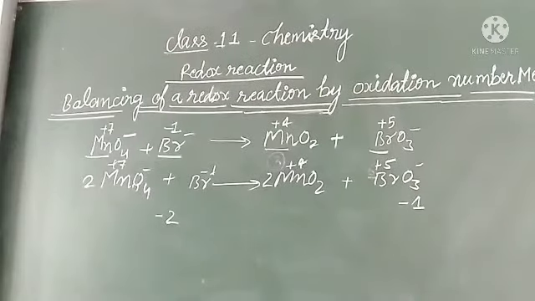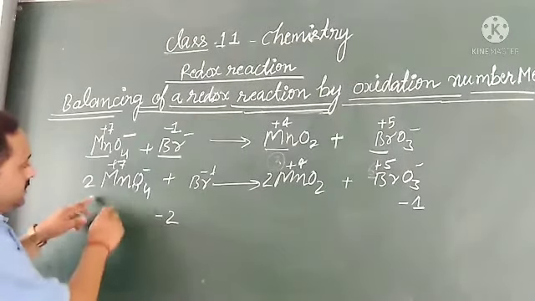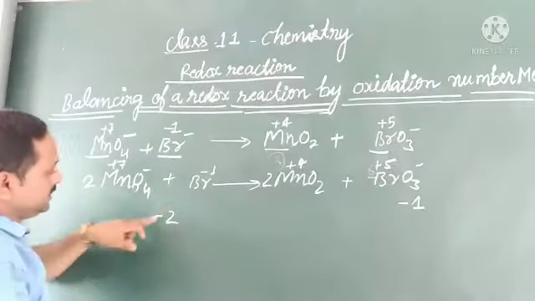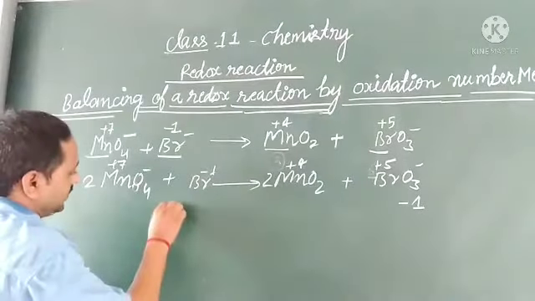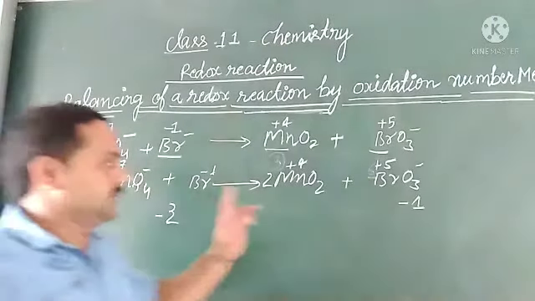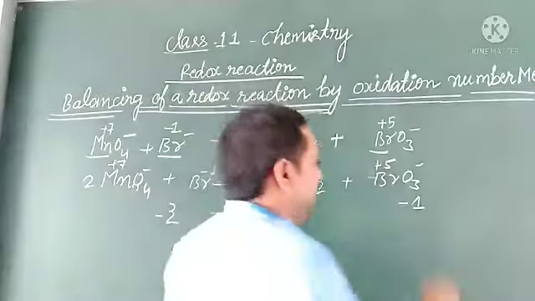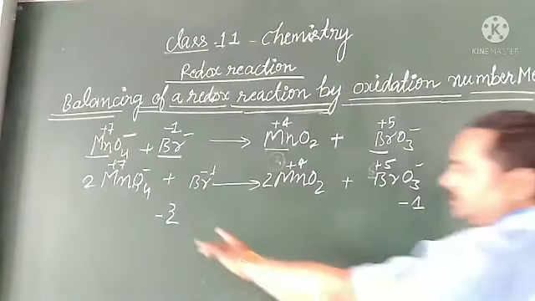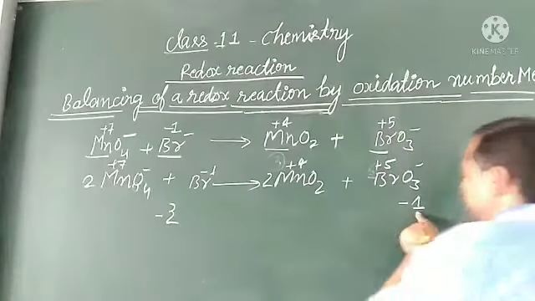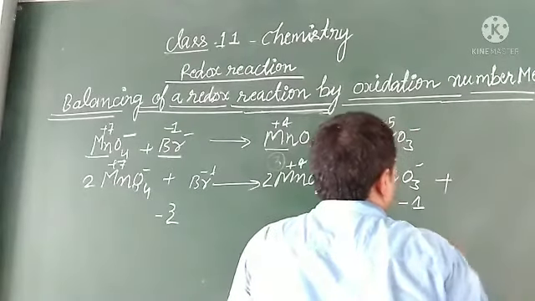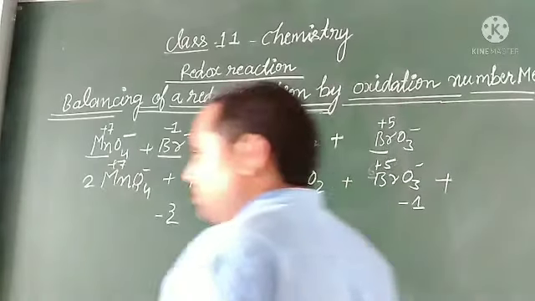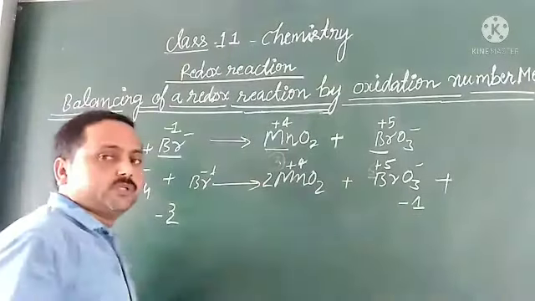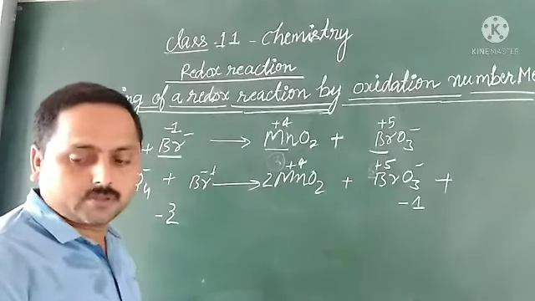So students, we can see here total charge. 1 is minus. So total is 2 here and 1 there. So that will be 3. That will be 3. And that side only 1 charge is there. So there, if we are adding 2 OH minus here, so charges will be balanced.